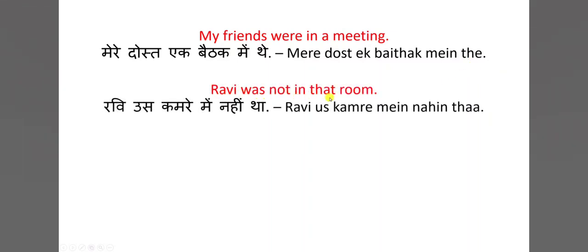Ravi was not in that room. Ravi उस कमरे में नहीं था. रवि उस कमरे में नहीं था. रवि is रवि, उस is that, कमरे is room, में is in. उस and कमरे both are in oblique form. नहीं is not, था is was.